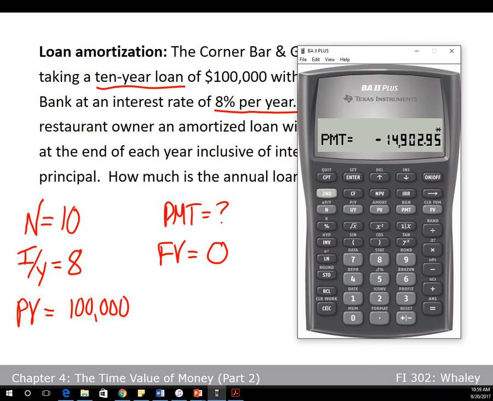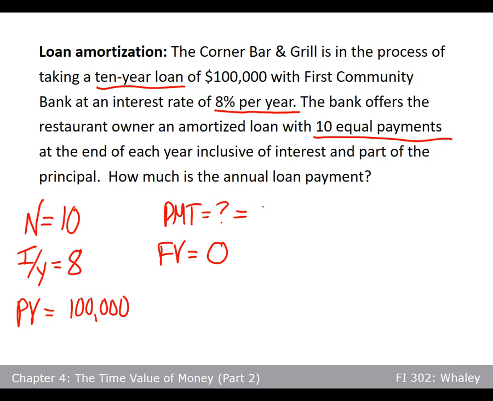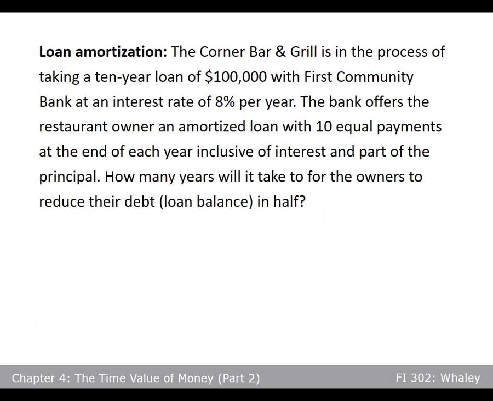So $14,902.95. Right? That's how much the yearly payment is going to be on this loan. Now, let's see if we can ask a more challenging question. Given that same information, how many years will it take for the owners to reduce their debt loan balance in half?